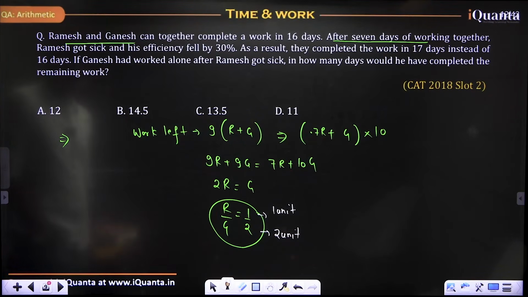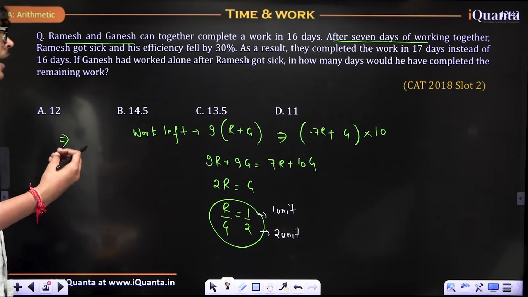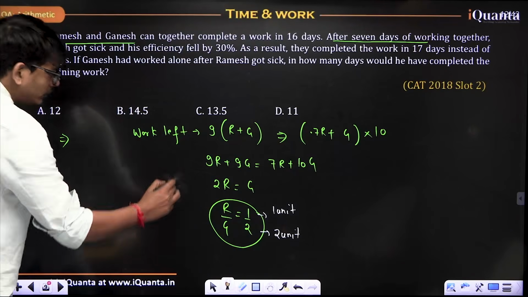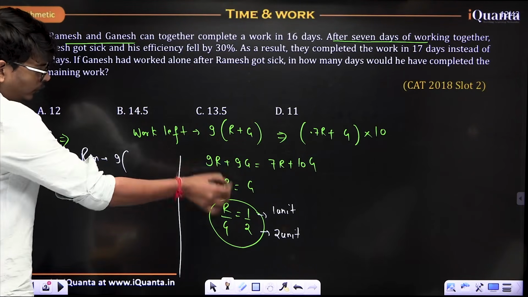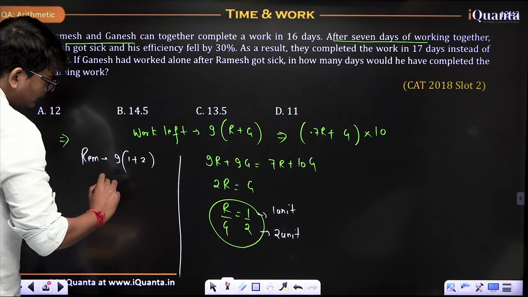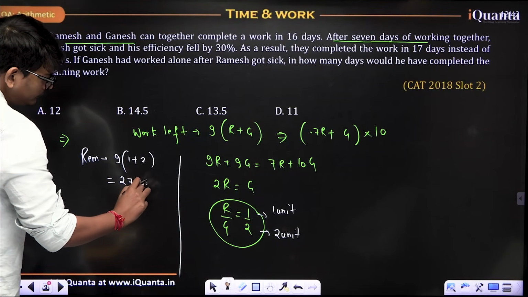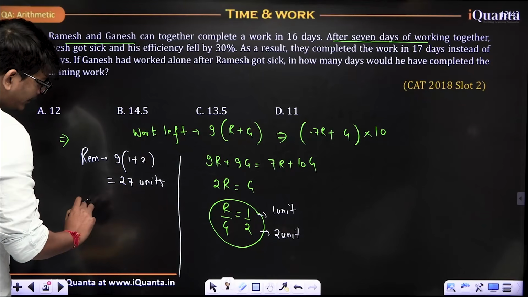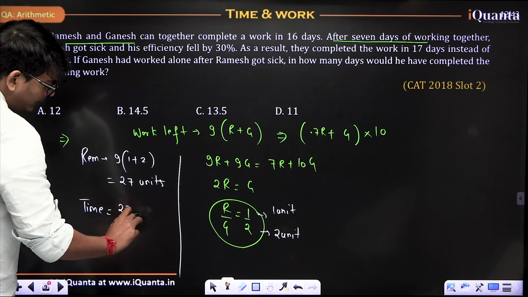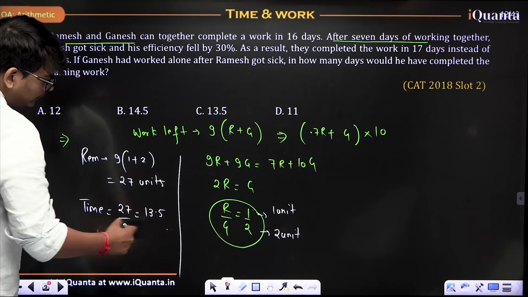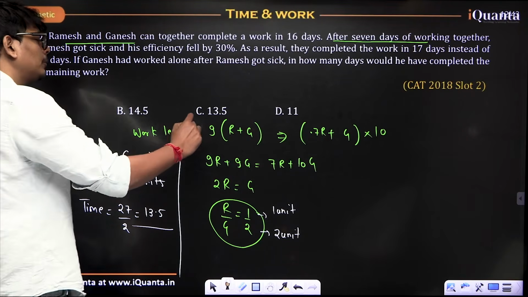Now the question setter is asking, if Ganesh had worked alone, in how many days would he have completed the remaining work? So what is the remaining work? First find out the remaining work. 9 into 1 plus 2, 27 units. And this work is done by Ganesh alone. So 27 by 2, 13.5. Option number C.